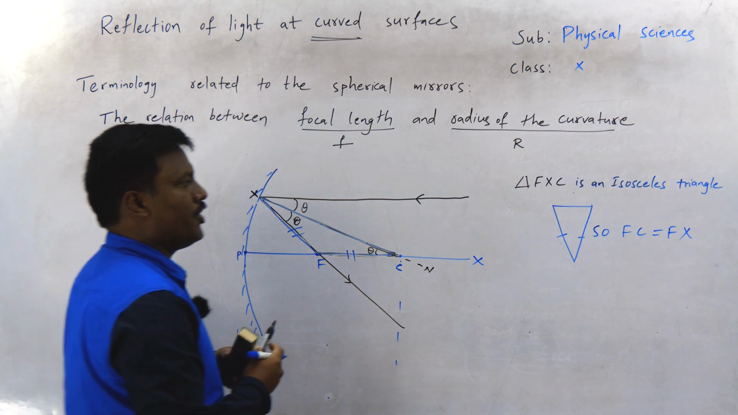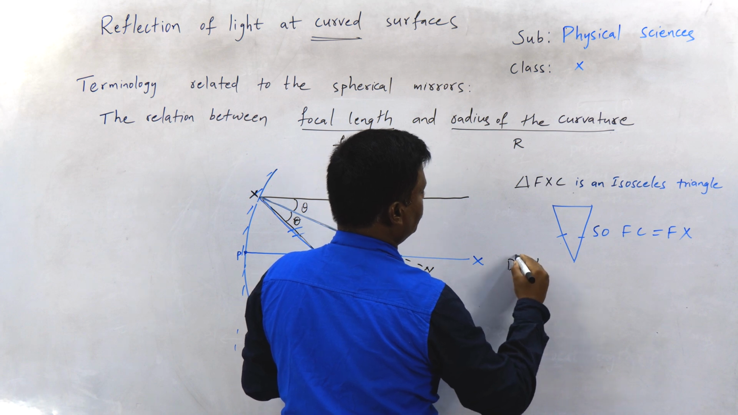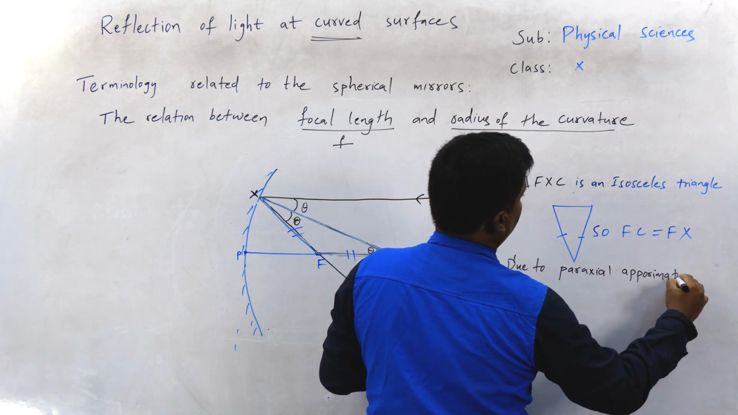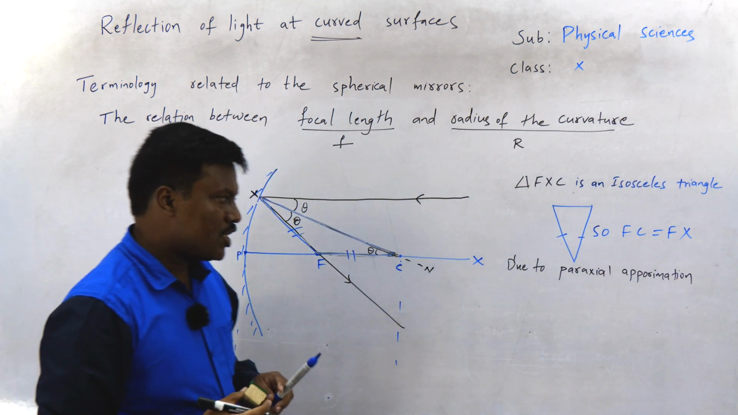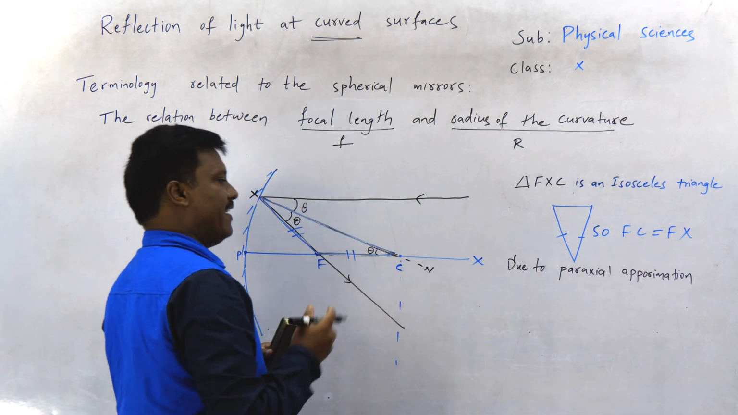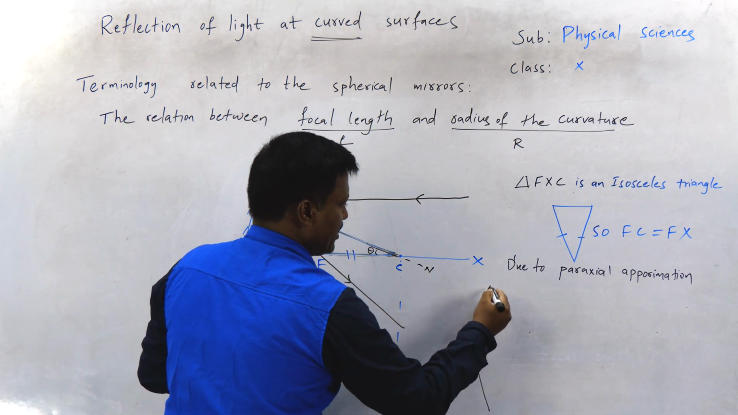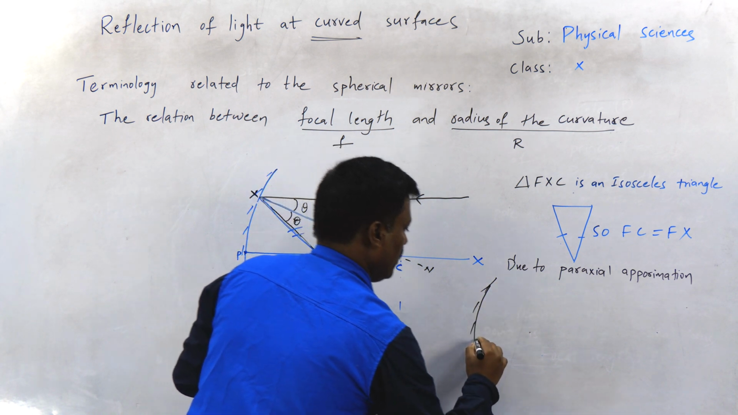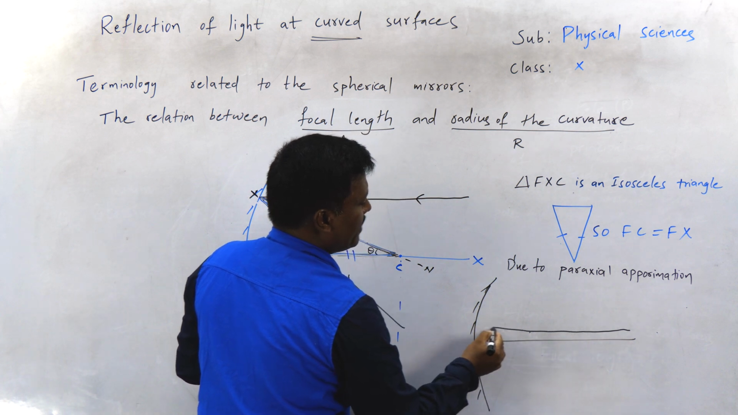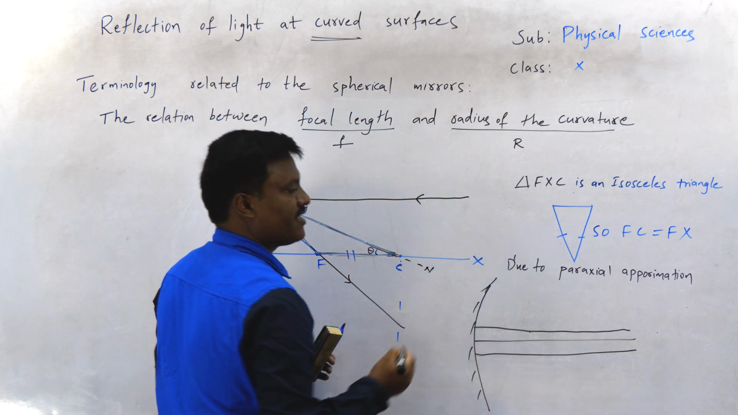Now, due to paraxial approximation, what is paraxial approximation? I will explain. First, what are called paraxial rays? Also, I will explain. Here, we have two kinds of rays now. If you take one spherical mirror this way, this is principal axis. The rays which are passing very close to the principal axis are called paraxial rays. These are the paraxial rays.